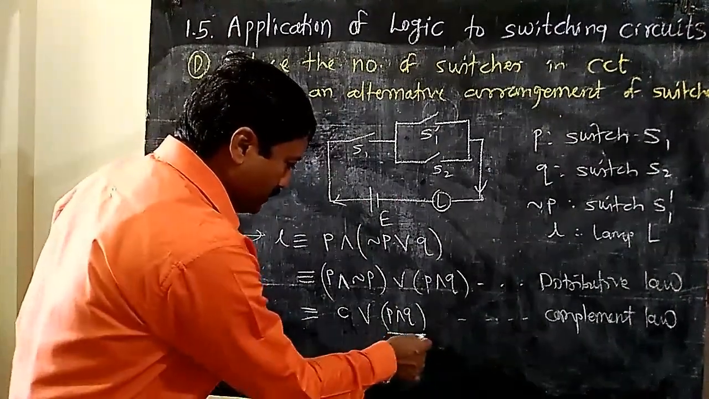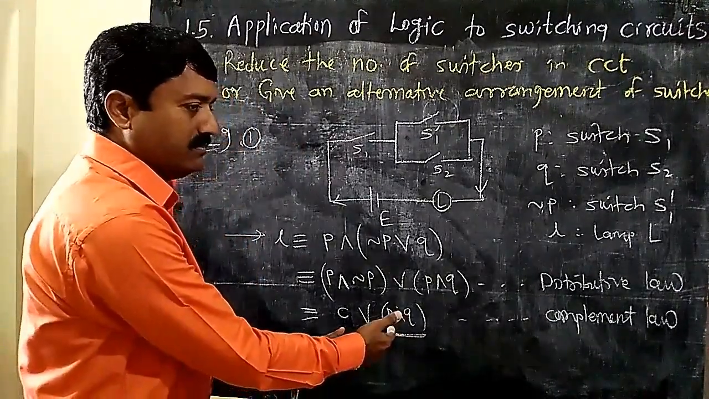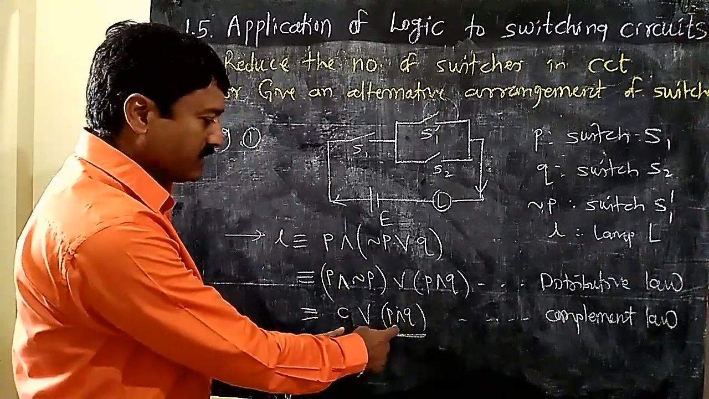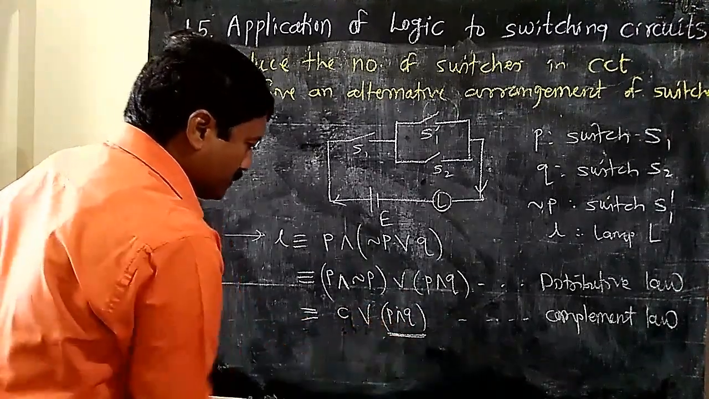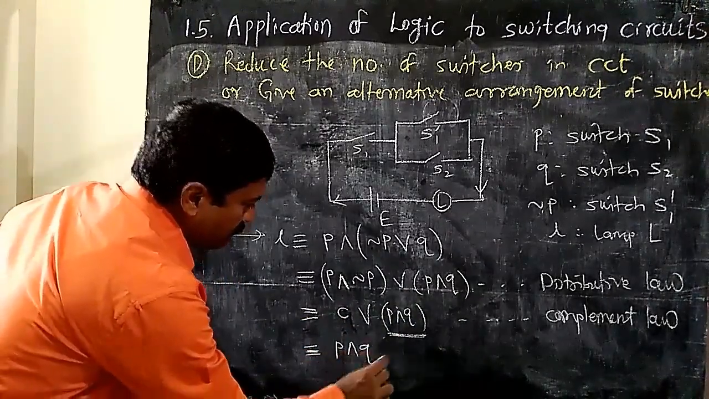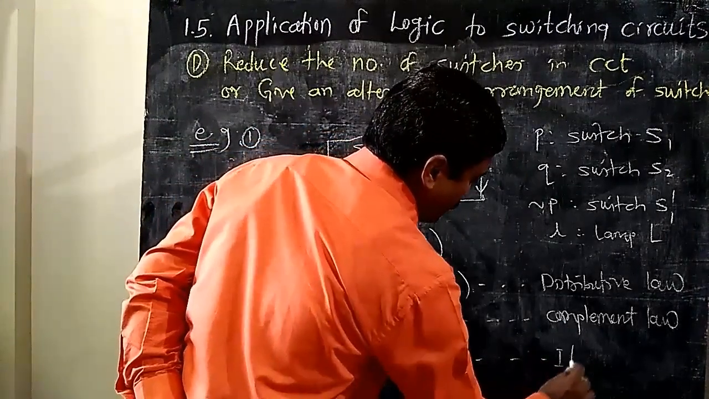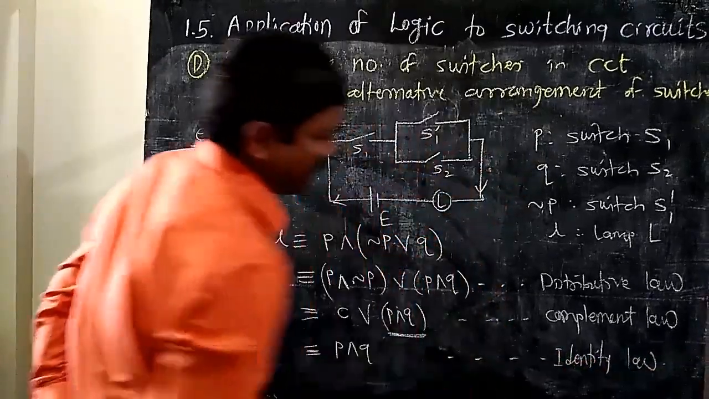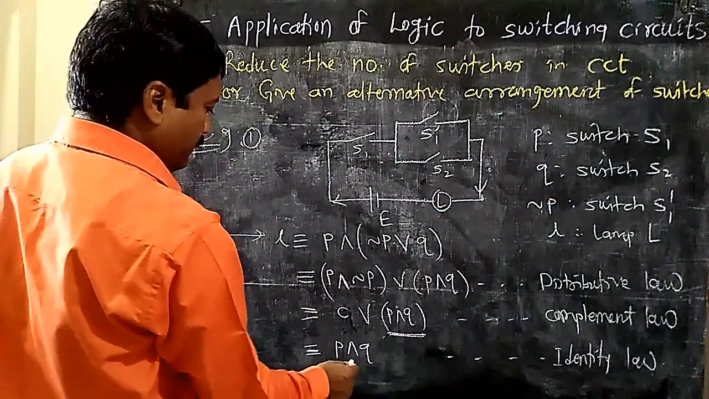Let us consider this as a single statement E. Contradiction is false. If this statement E is true, then its disjunction with false is true. If it is false, obviously it is false. So we get the truth value of this statement P and Q always. And so we get it as P and Q. And this is by the identity law. So we get two statements, only P and Q.